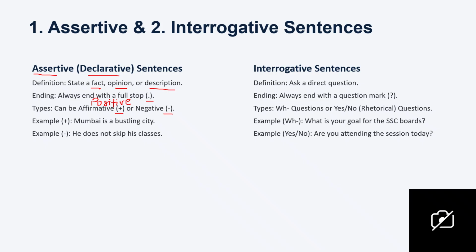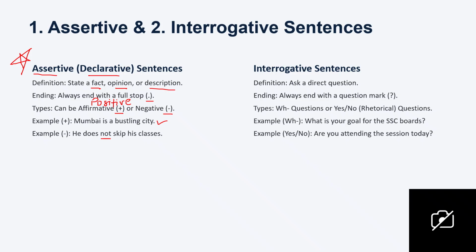Let's take an example of a positive sentence. Mumbai is a bustling city. A very simple sentence with a full stop. So this type of sentence is a declarative sentence, an affirmative declarative sentence. He does not skip his class. So not is given in the sentence. Yes, this is also an assertive sentence, but it is a negative sentence here. I hope everyone is clear with this assertive or declarative sentence.